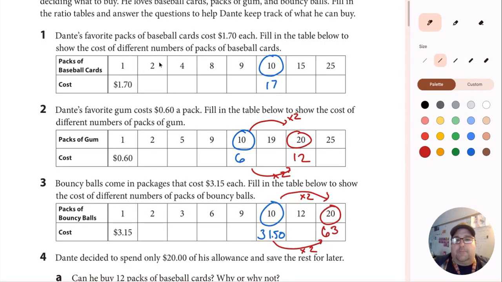Some other things on here we can do. Again, if we know 1 is $1.70 for these baseball cards, I can double it to get 2, right? Just double it. So think about what's $1.70 plus $1.70. If you want to, you can even just add these up over here, whatever you need to do. Looks like 340, right?